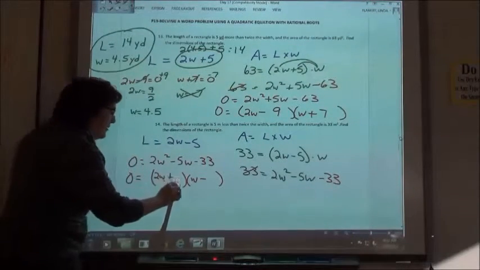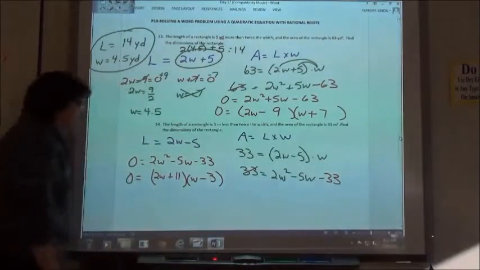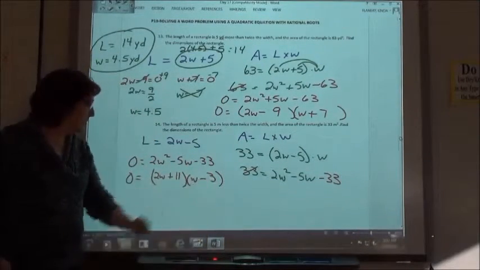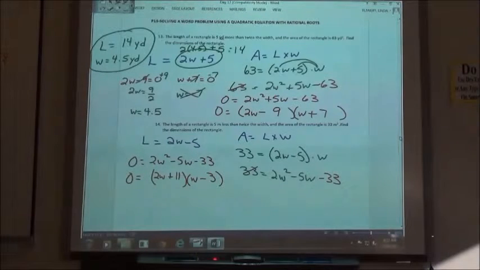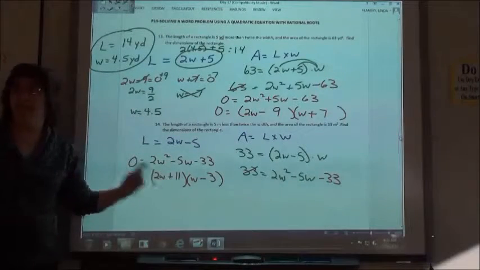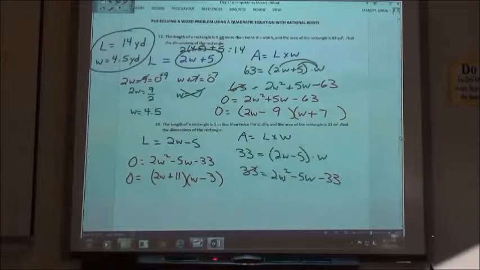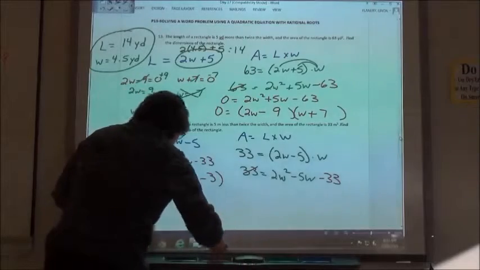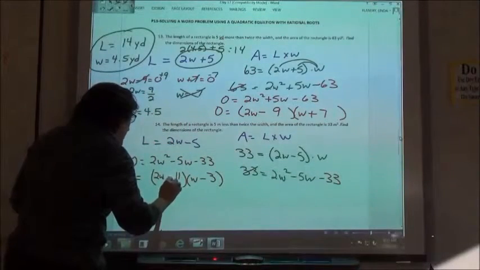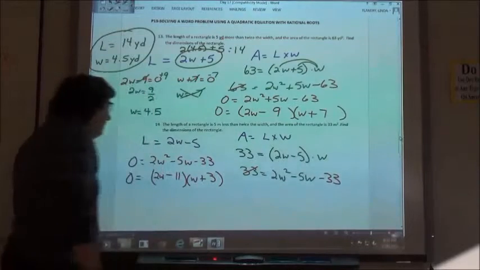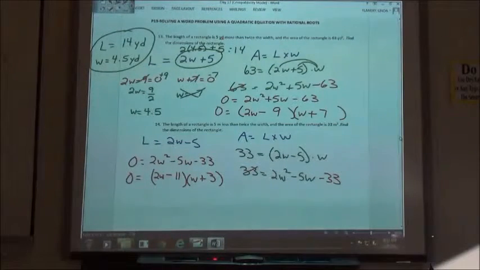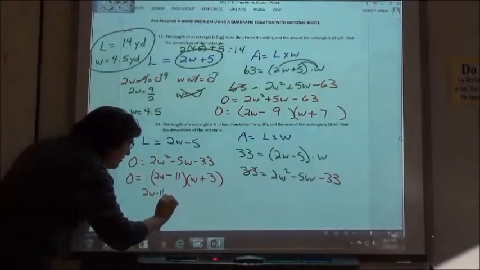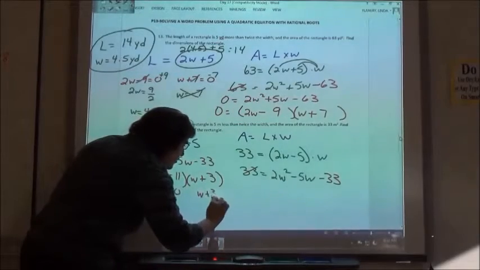You're going to do the 11 first and then the 3. That's going to give me 11 minus 6, which is a positive 5. So now what do I need to do so that I get a negative 5 instead of a positive 5? Switch the signs, exactly. So we need it to be a minus here and a plus there. So 2w minus 11 equals 0, 2w plus 3 equals 0.